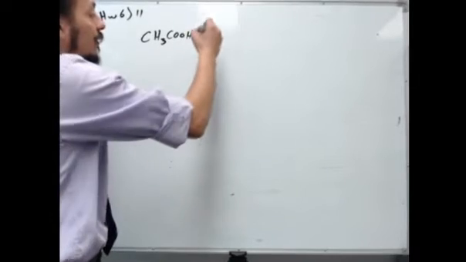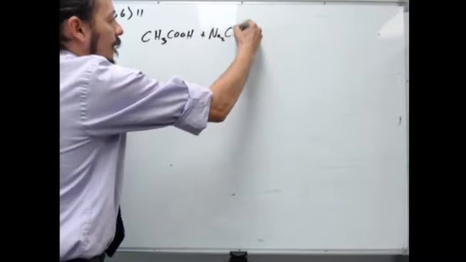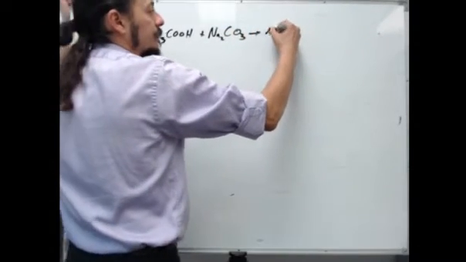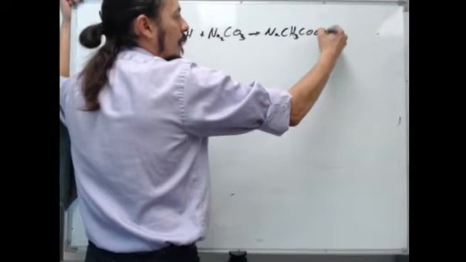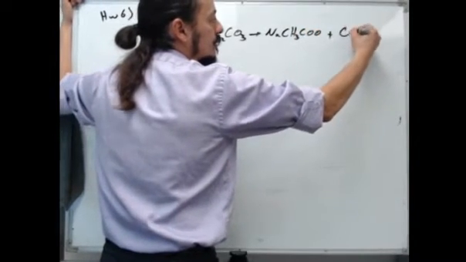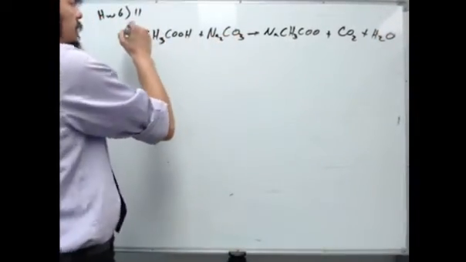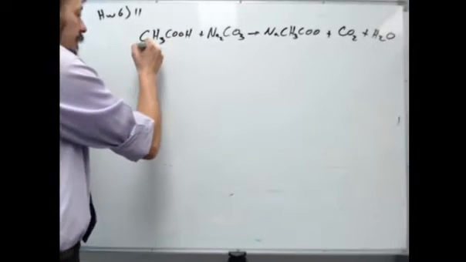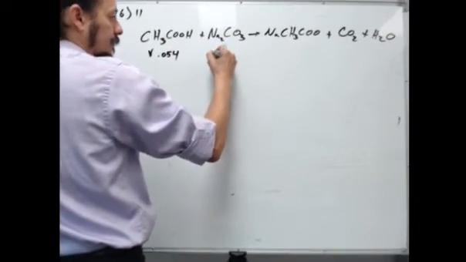Acetic acid reacts with sodium carbonate to produce sodium acetate, carbon dioxide, and water. It says how many milliliters of 0.054 molar acetic acid solution is required to completely react 100 grams of sodium carbonate.